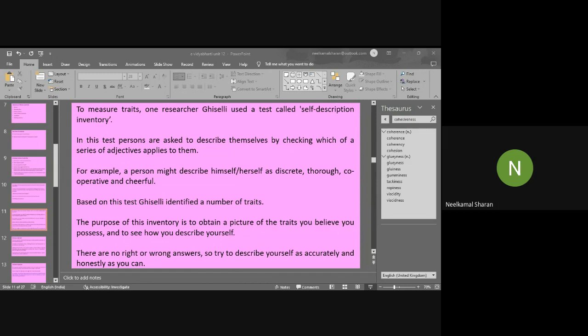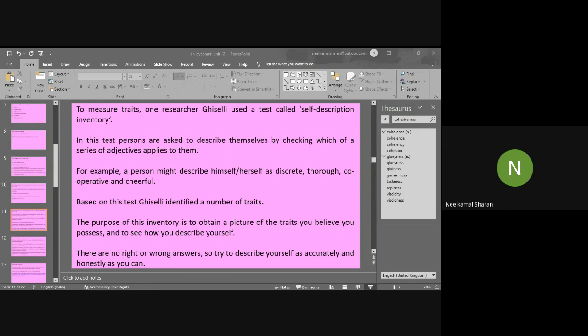So like this, he has prepared one inventory, and the persons will check on the checklist the traits which they possess. The checklist consists of many traits, and the person who is going to fill that self description inventory will check the box against the trait which he or she possesses. Based on this inventory, he identified a number of traits, and the purpose of this inventory is to obtain a picture of the traits you believe you possess and to see how you describe yourself.